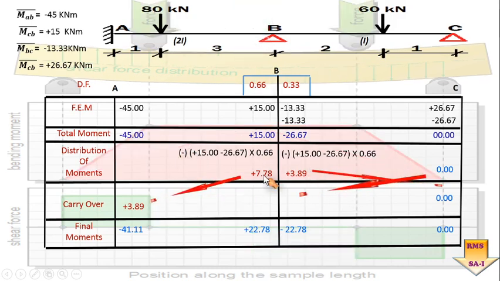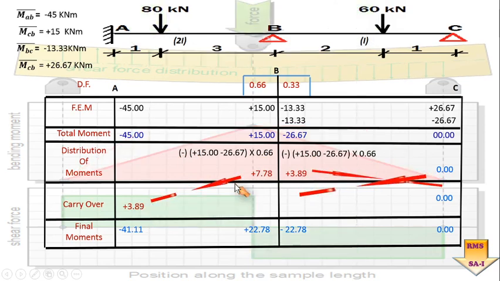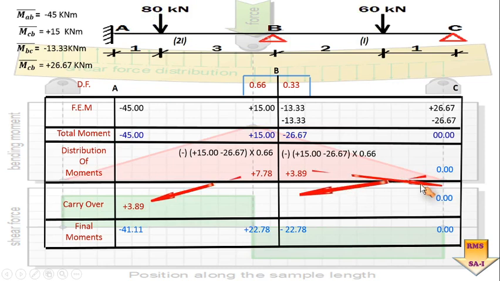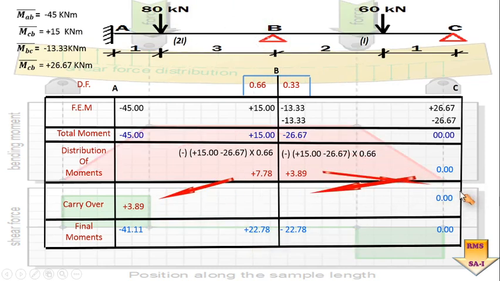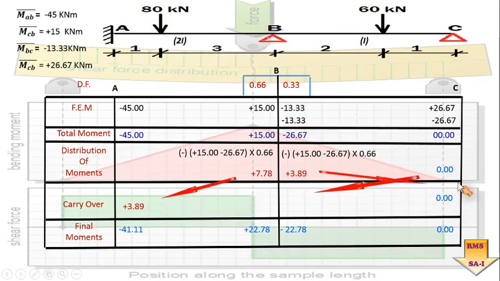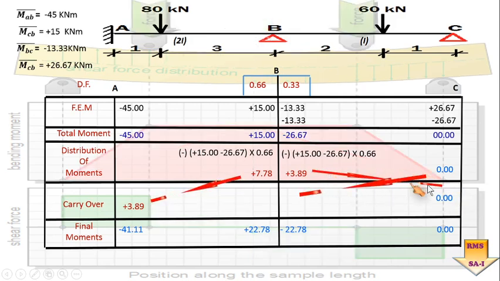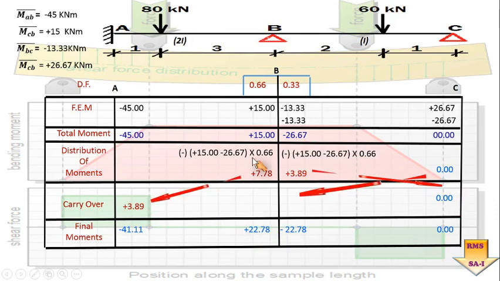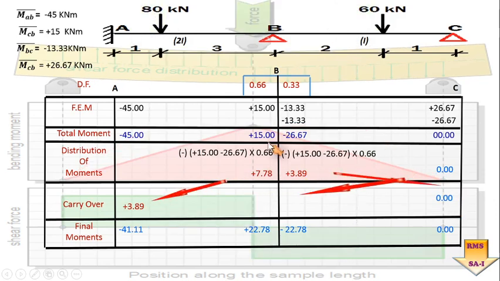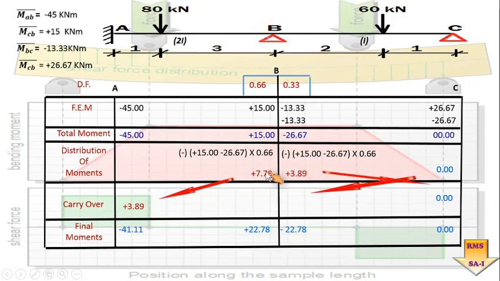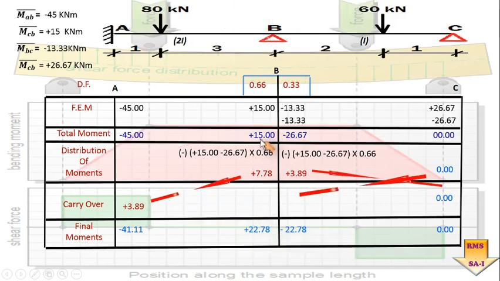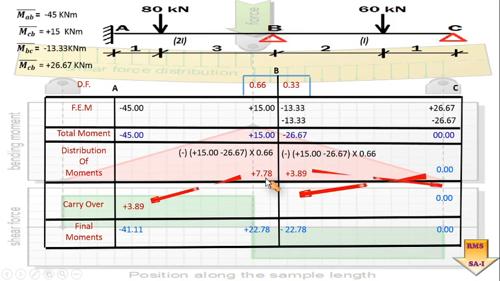So working out these values, if the far end is fixed, the carryover is to be done, otherwise not. So here C point is far end for the B joint, so no carryover of the moment has been done toward the C joint. And as we go in the downward direction, these values go on converging. So earlier it was 15, now it came to 7.78.